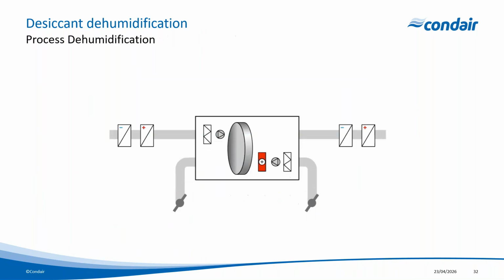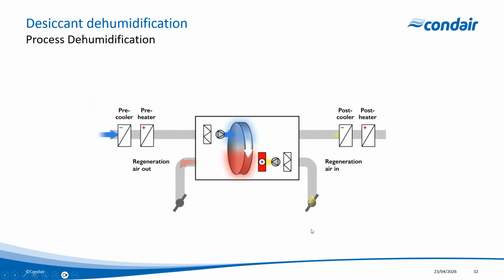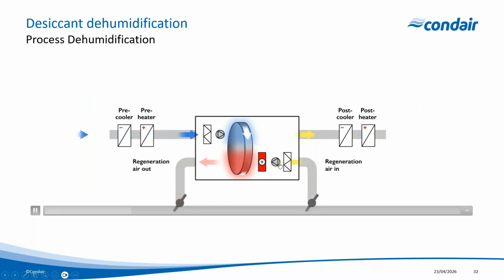Alternatively, you could have an air handling unit and put the dehumidifier in line. So we could have an air supply going through a pre-cooler and preheater if required, through the dehumidifier, dehumidifying, releasing that heat energy as well, and then going through a post-cooler, maybe a post-heater when the controls call for it. And then a regeneration air is coming from outside, through the heater, regenerating the wheel, and then taking that wet air back to outside.